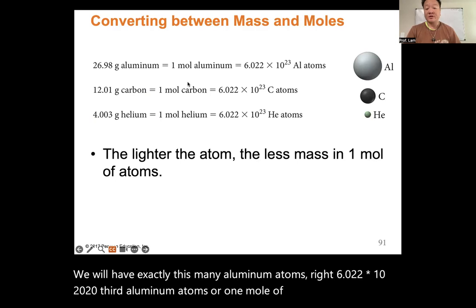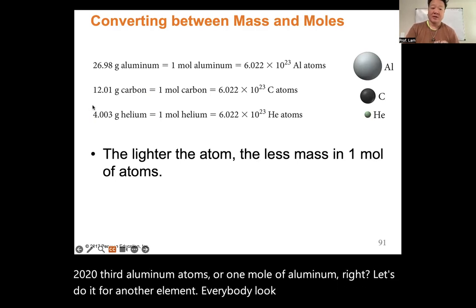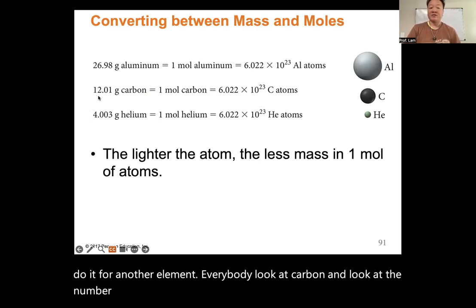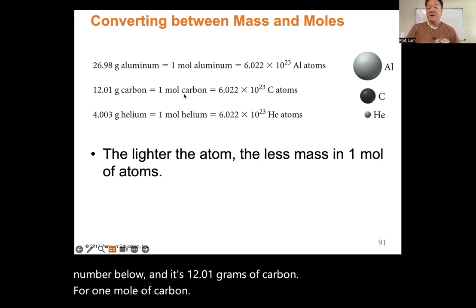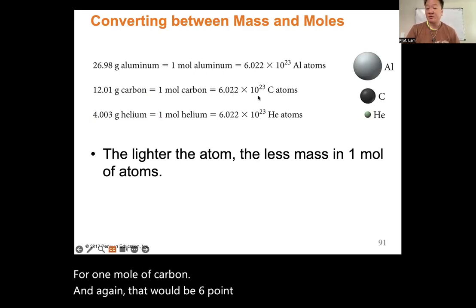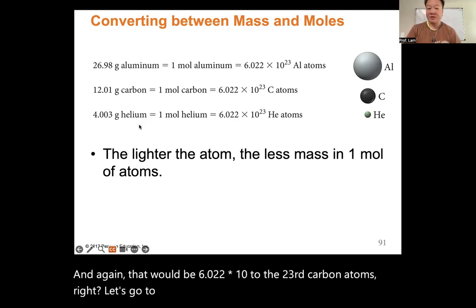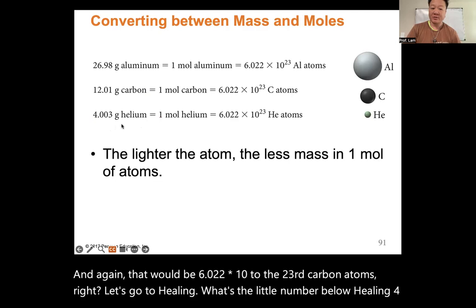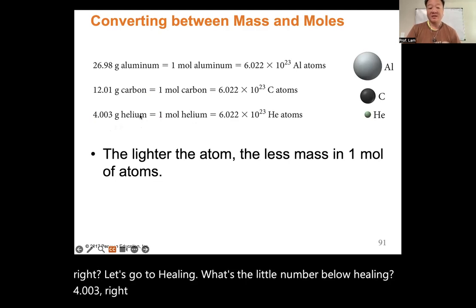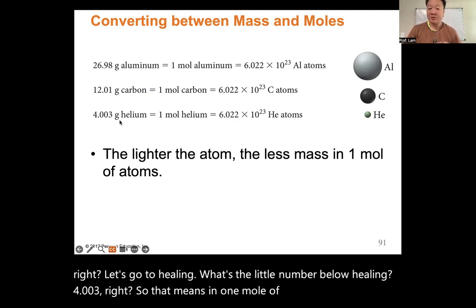Okay, let's do it for another element. Everybody look at carbon and look at the number below, right? It's 12.01 grams of carbon for 1 mole of carbon, okay? And again, that would be 6.022 times 10 to the 23rd carbon atoms, right? Let's go to helium. What's the little number below helium? 4.003, right? So that means 1 mole of helium weighs 4.003 grams, okay?